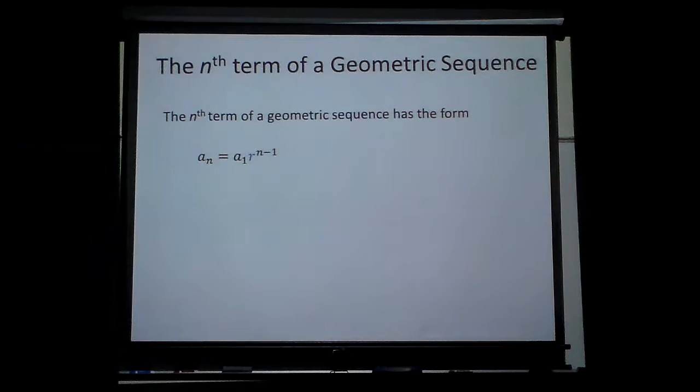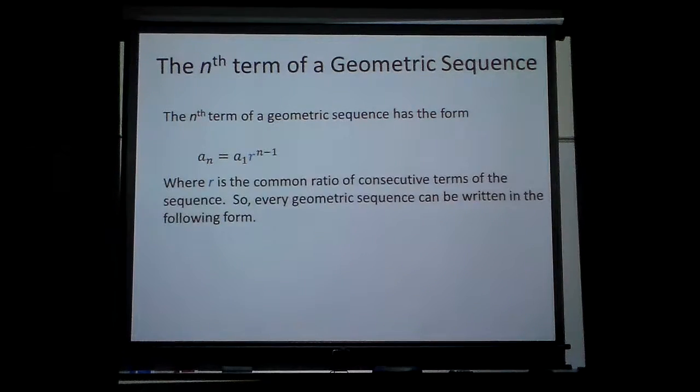The first term goes right there. So that's why it's not r to the n, but it's r to the n minus 1. Okay? Very important formula. And r is our common ratio. All right? So it can be written like that. Now let's think about this here. These are all our terms, right?